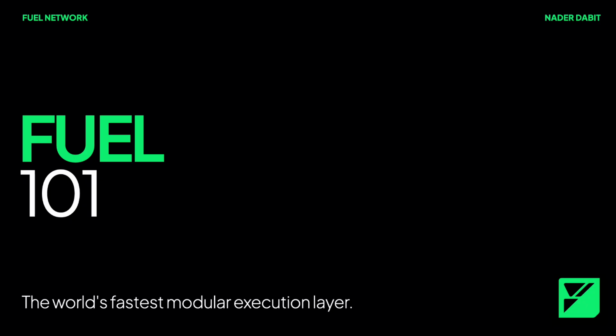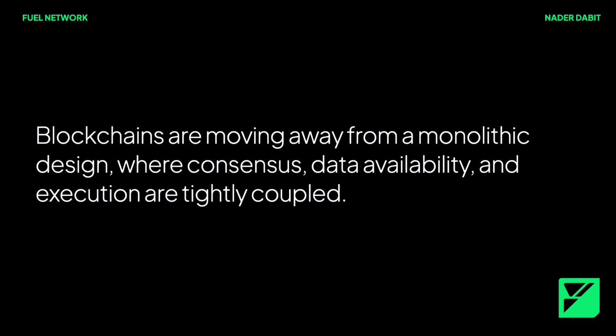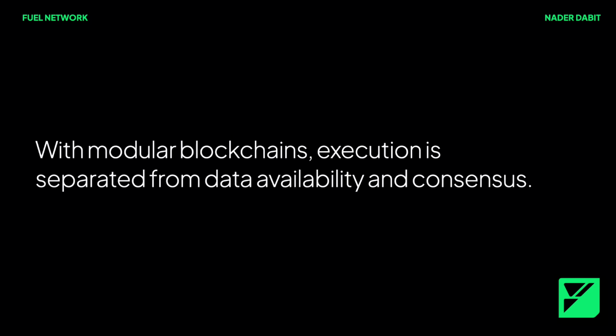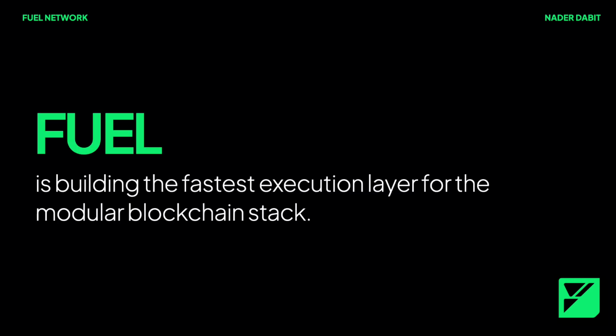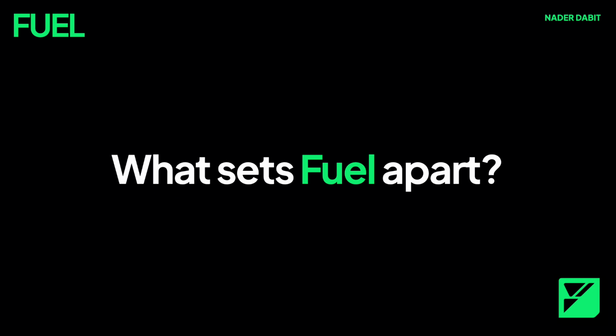Fuel describes itself as the world's fastest modular execution layer. As we've seen in the past year or two, blockchains are moving away from a monolithic design where consensus, data availability, and execution are tightly coupled. Modular blockchains are built specifically for this exact use case. With modular blockchains, execution is separated from data availability and consensus. This design allows for specialization at the base layers, delivering a significant increase in bandwidth capacity. Fuel has been built from the ground up with this in mind and is building an execution layer specifically for the modular blockchain stack. So what sets Fuel apart?